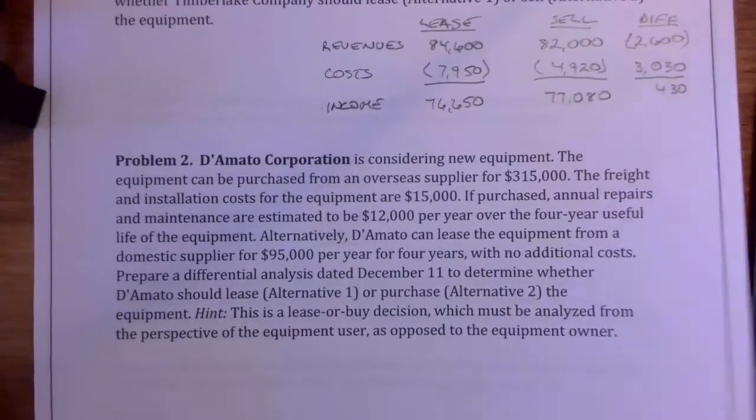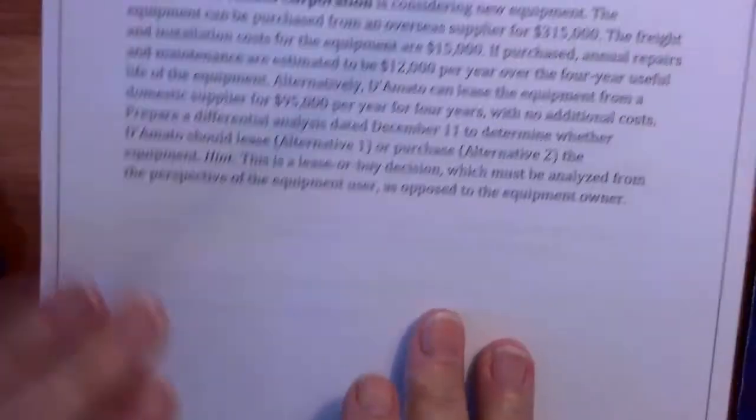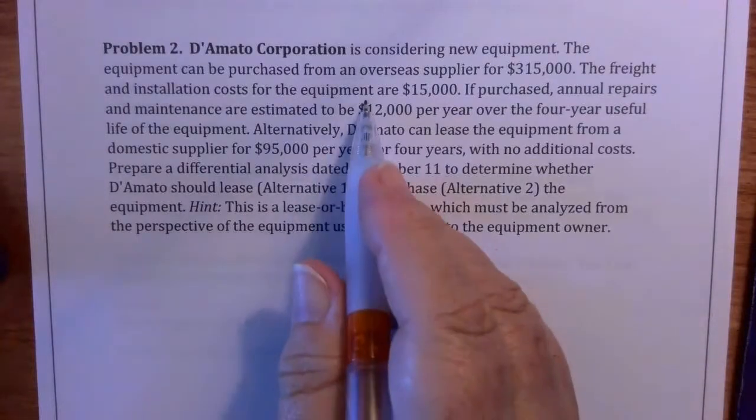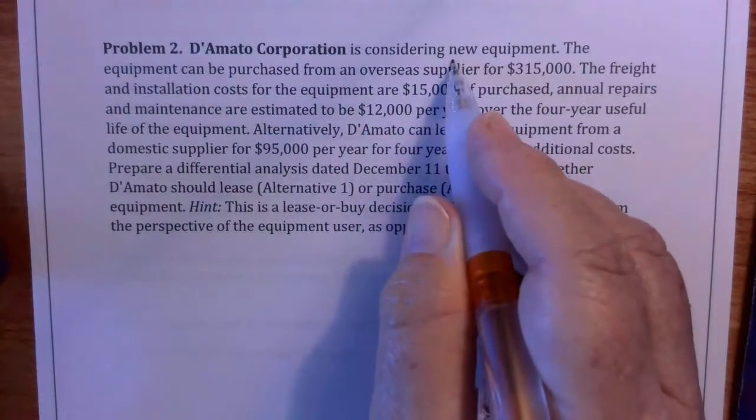Now let's look at a longer one. We're going to look at D'Amato Corporation, and they are considering new equipment. The equipment can be purchased from an overseas supplier for $315,000. The freight and installation costs are $15,000.